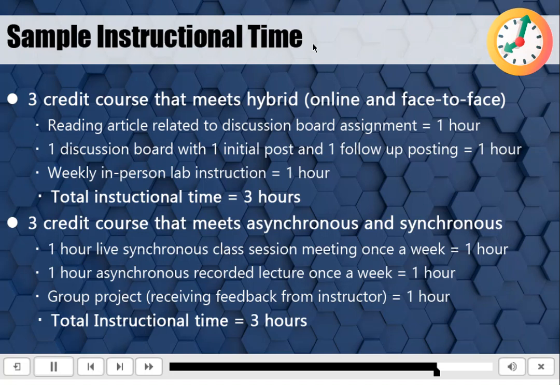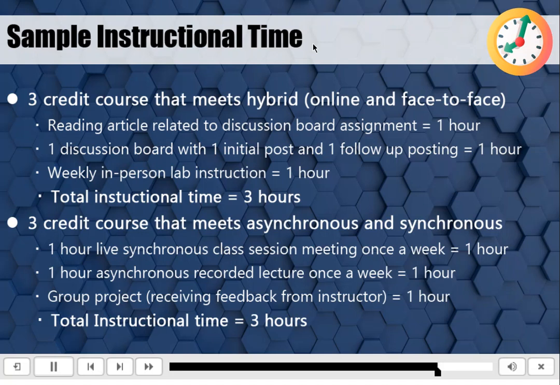Then there is a discussion board with 1 initial post and 1 follow-up posting. That equals 1 hour. Then your face-to-face component is a weekly in-person lab instruction. That equals 1 hour. So your total instructional time is 3 hours.